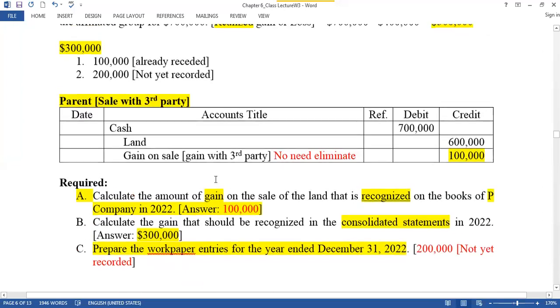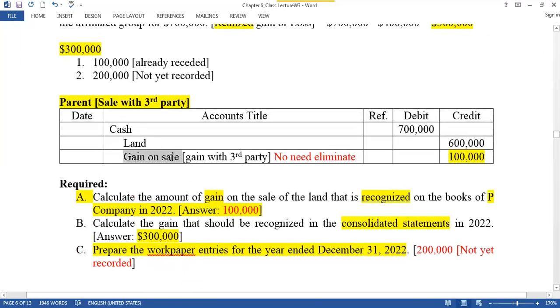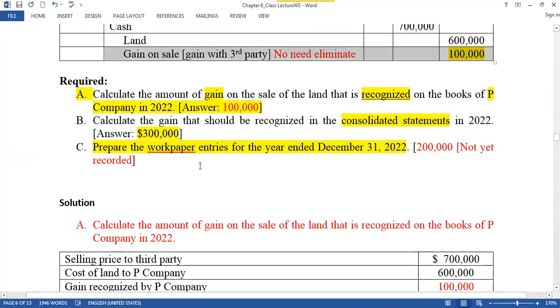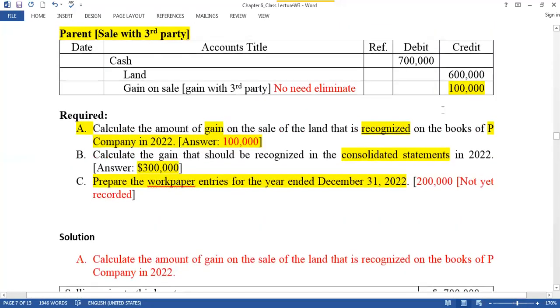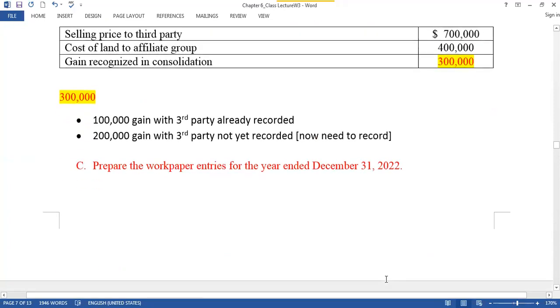And if you remember this journal, if you record, then gain on sale is credit, right? Gain on sale $100,000 credit. We have to do gain on sale $200,000 credit. Then it is 300. Clear? Do you understand my point? We already record gain $100,000 credit, but we have to record total 300, right? So we record gain on sale of land $200,000 credit. So when we do this, here 200, here 100. So already $300 recorded, right?